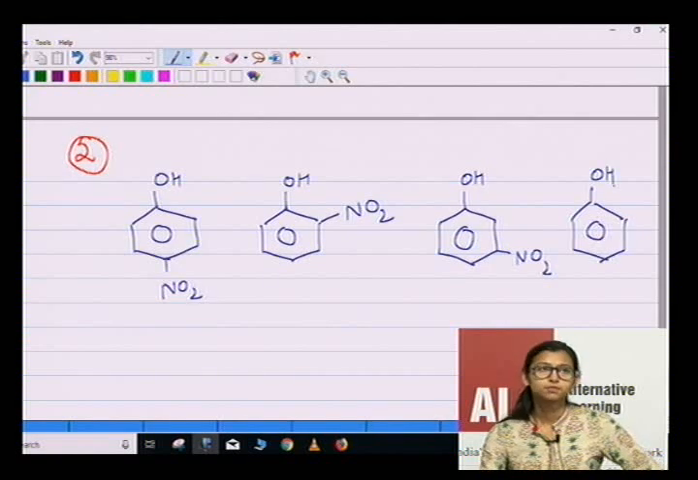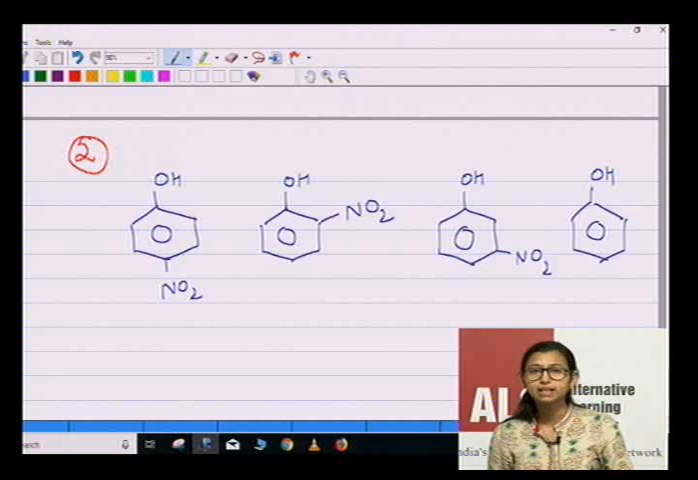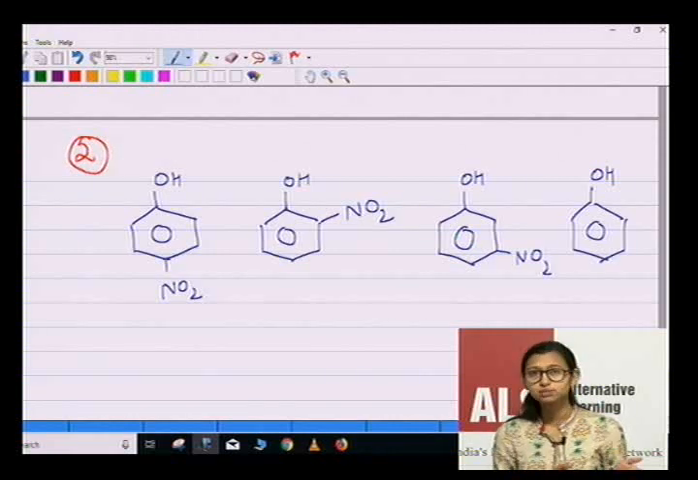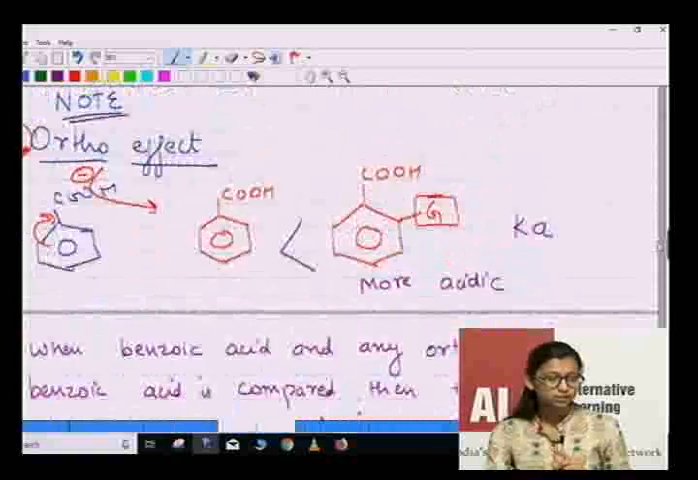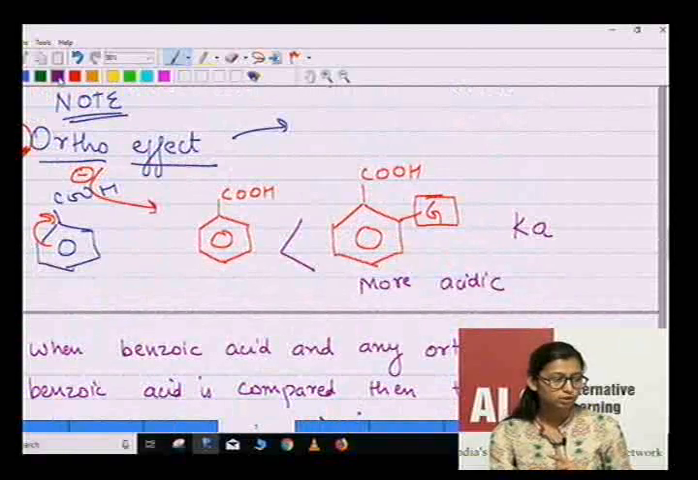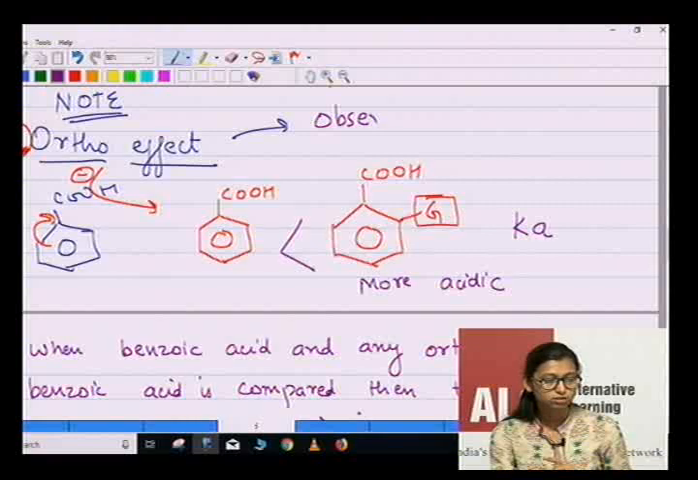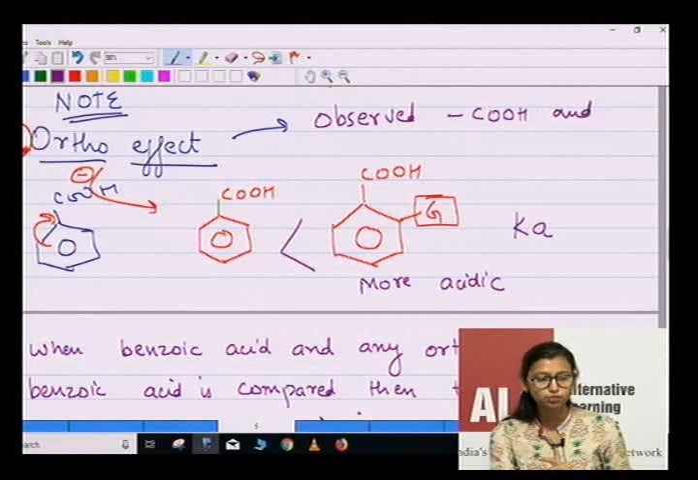Try this question. A paranitrophenol, metanitrophenol, orthonitrophenol and a simple phenol are given. One very important thing, everyone, do not apply the ortho effect in this particular case. Do not think that the second will be the most acidic one. The reason is the ortho effect is observed only in benzoic acid. I am taking you back here. I am writing here also, it is a blunder people do: it is observed in carboxylic acid and in sulfonic acid also.